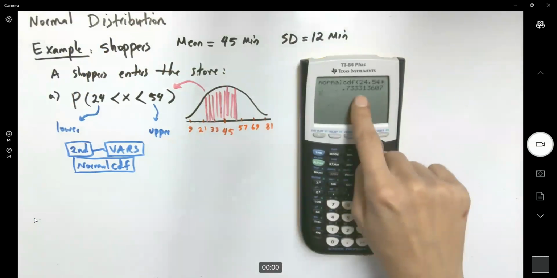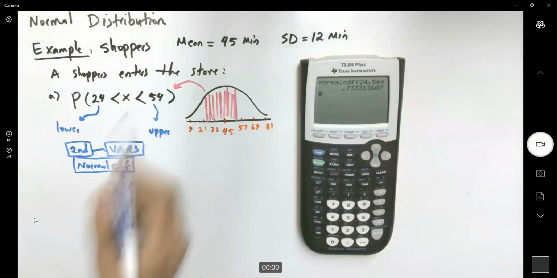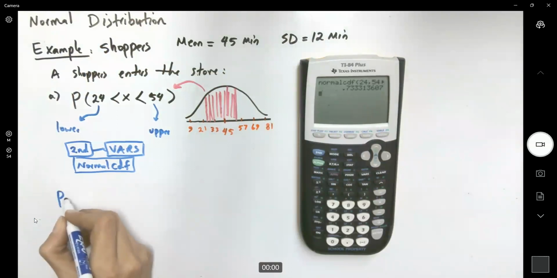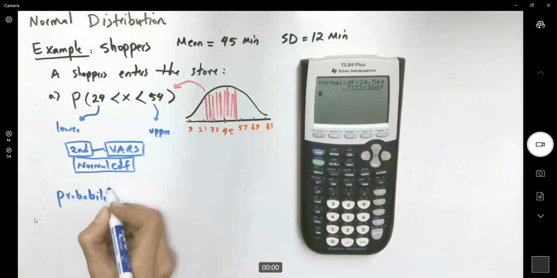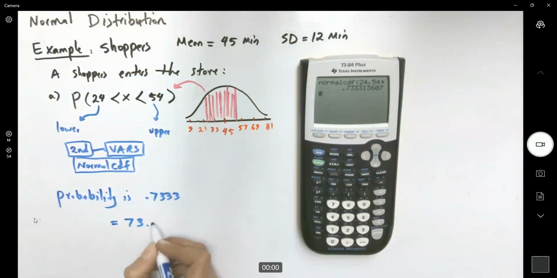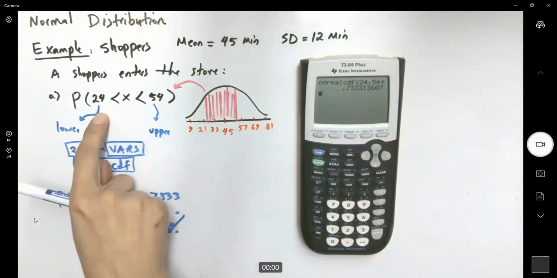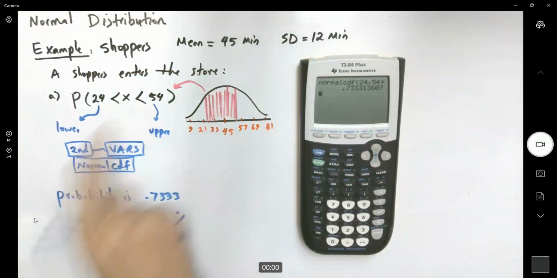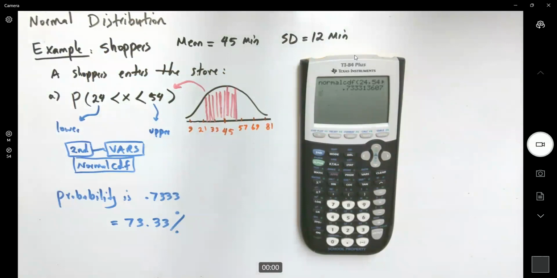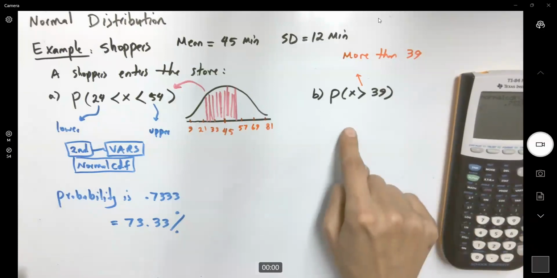The probability is 73.33%. So this probability is 0.7333 or 73.33%. This is the probability that a person enters the store and spends between 24 to 54 minutes in the store. Very well.